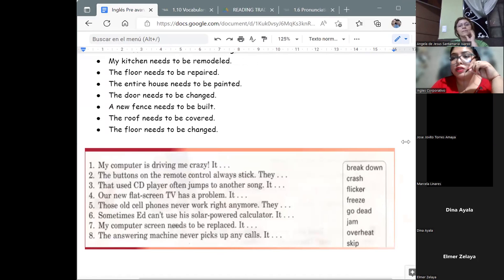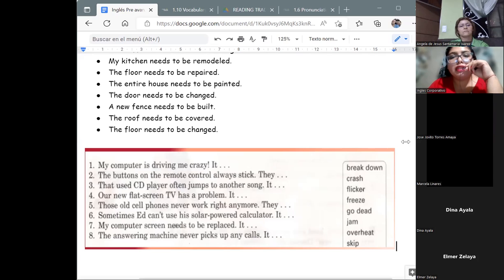It, and you are going to think about one thing that is happening to the computer. Then the buttons on the remote control always stick. They. The CD player often jumps to another song. It. Our new flat screen TV has a problem. It. Those old cell phones never work right anymore. They. Sometimes Ed can't use his solar powered calculator. It. My computer screen needs to be replaced. It. And the answering machine never picks up any calls. It. And in this case, when you are going to continue the sentence, you are going to see it keep and the word that best suits the sentence.